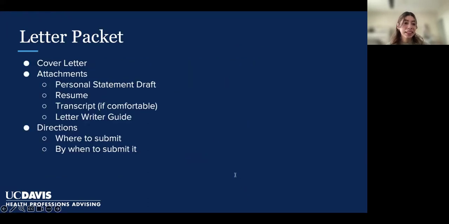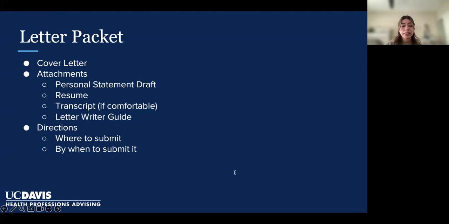Okay, letter packet. This letter packet will be something that you will either hand in person to that letter writer, or if you don't have the ability to be there in person, then the letter packet is something that you can email to your letter writer so they can go ahead and review. For your letter packet, you want to include the cover letter.